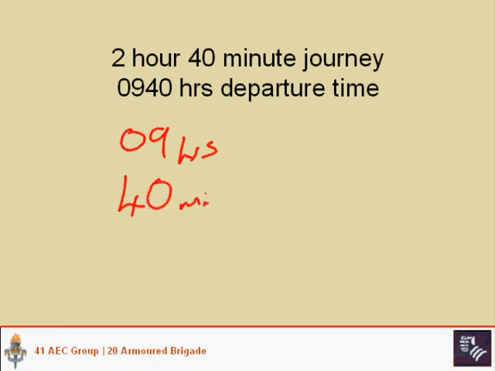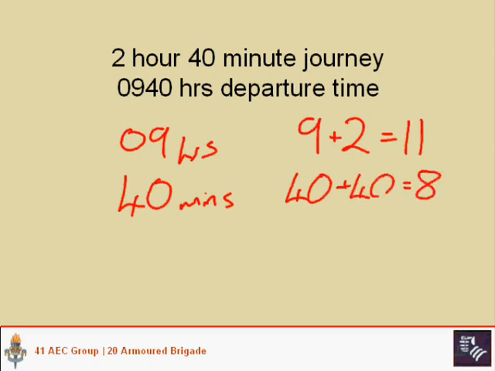Now we need to add the hours together and then the minutes. We do it like this. 9 plus 2 equals 11. So that's 11 hours. And 40 plus 40 is 80 minutes. As our figure of 80 minutes is more than an hour, which contains 60 minutes, we need to turn it into hours and minutes by dividing 80 by 60, because there are 60 minutes within an hour. This gives us 1 hour and 20 minutes.